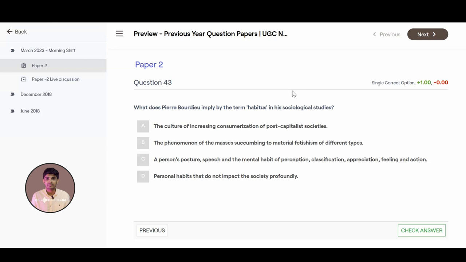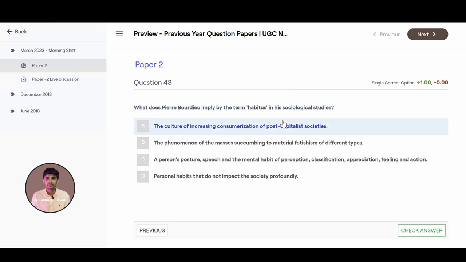Now you give me the answer. Option A, the culture of increasing consumerization of post-capitalist societies. B, the phenomenon of masses succumbing to material fetishism of different types. C, a person's posture, speech, and the mental habit of perception, classification, appreciation, feeling, and action. D, the personal habits that do not impact the society profoundly. Now give me the answer.